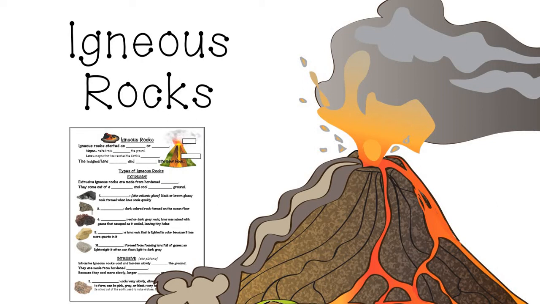Rocks are divided up into three categories based on how they are formed. We have igneous rocks, sedimentary rocks, and metamorphic rocks. Today we'll look at that first type of rock, igneous rocks.